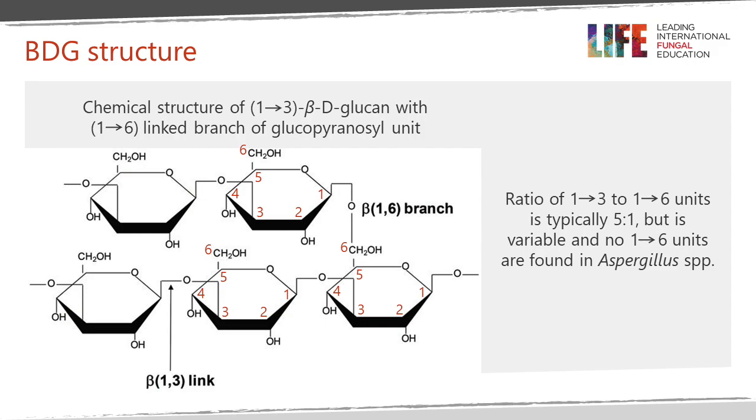Beta-D-glucan is composed of a mixture of glucans linked with a glucopyranosyl unit, and there are both 1,3 and 1,6 different glucans, and typically the 1,3 units prevail, and in particular in Aspergillus there are no 1,6 units actually present at all.